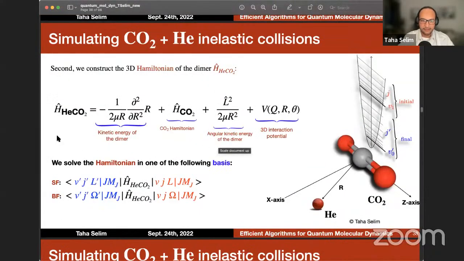And again, we solve this Hamiltonian. We can solve it in space fixed or body fixed, but we choose the body fixed frame. At this point, I've now highlighted the Hamiltonian.